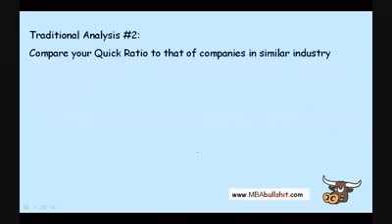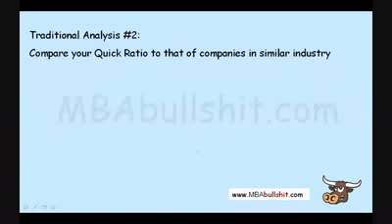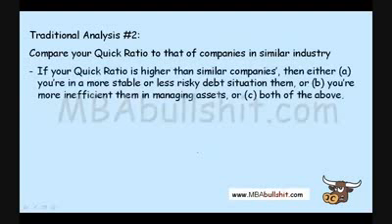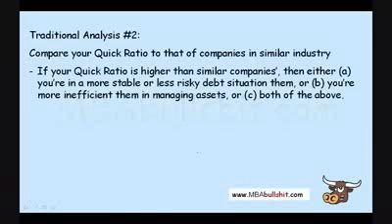Okay. The second form of traditional analysis is to compare the quick ratio to that of companies in a similar industry. If the quick ratio is higher than similar companies, then either it's in a more stable or less risky debt situation than them, or it's more inefficient than them in managing assets, or both of the above. When we say inefficient in managing assets, well, it's using so much assets just to generate profit.